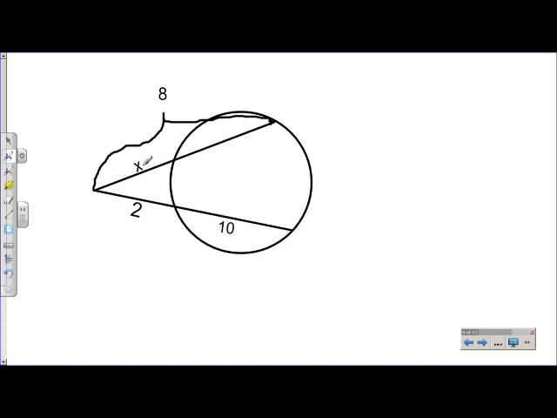So let's watch. The outside of this line is x. The whole thing is 8. And I always put the 8 in front of the variable. Equals, the outside of this line is 2. The whole line is 2 plus 10 more. So the whole line is 12. So now I have 8x equals 24. And I just divide by 8. I have x equaling 12.